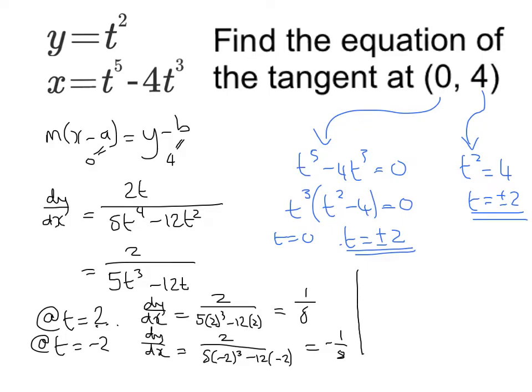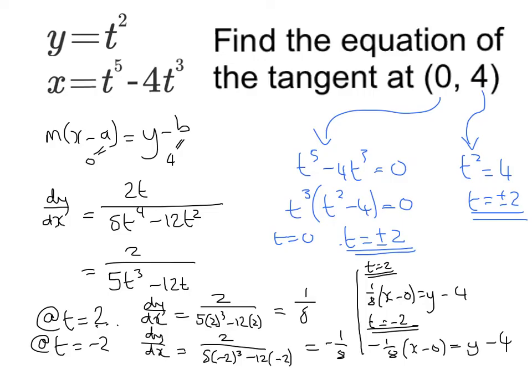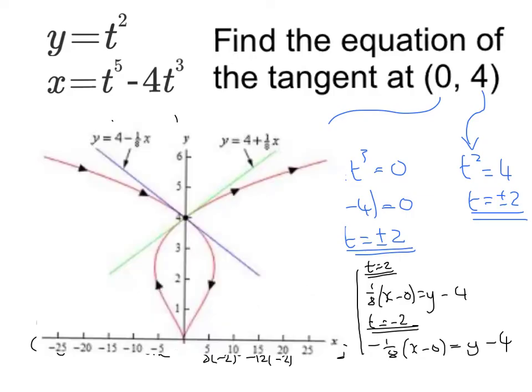We've got a tangent at t is 2, which would be given by 1/8 x minus 0 is y minus 4. And we've also got a tangent at t is minus 2, given by minus 1/8 x minus 0 is y minus 4. Let's have a look at the graph, because it's always more obvious what's going on when we look at the graph. Oh yes, that makes sense.